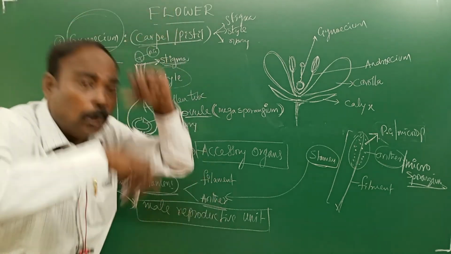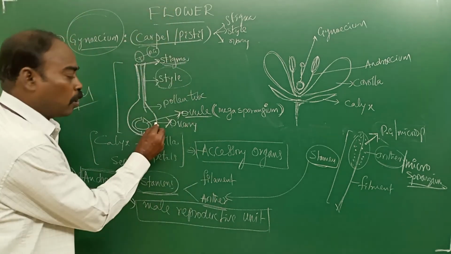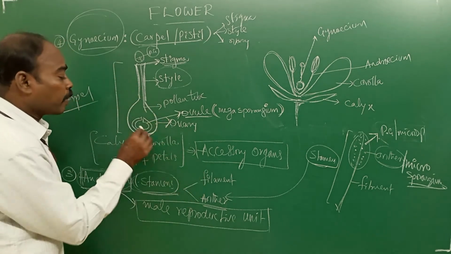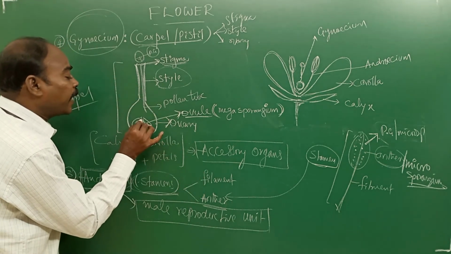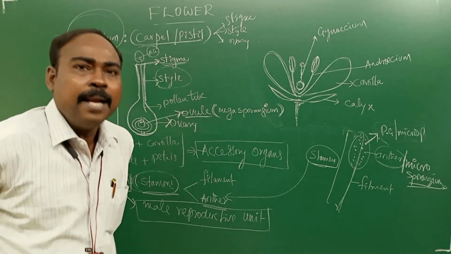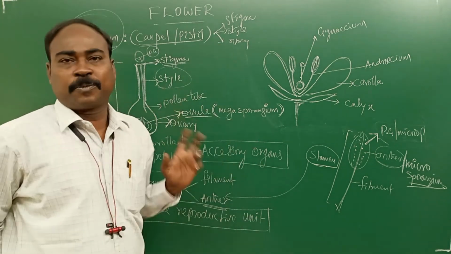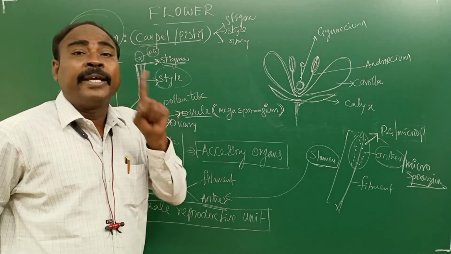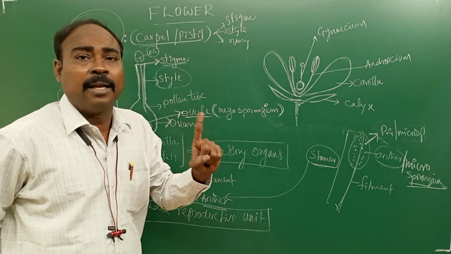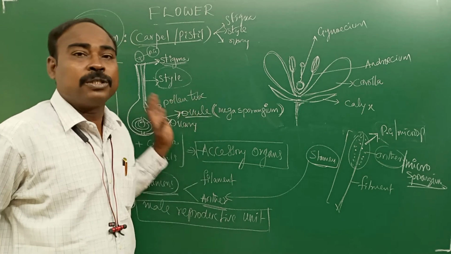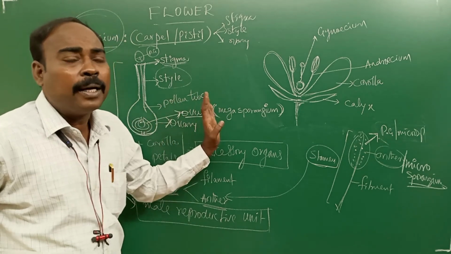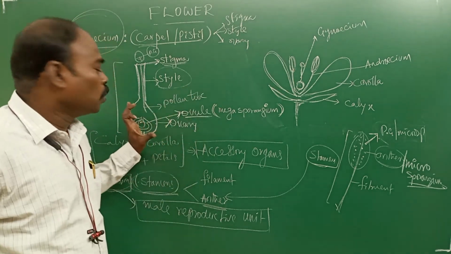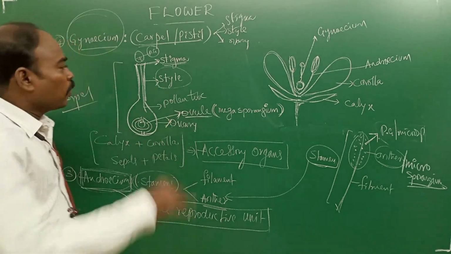Inside the ovule, the female gametophyte develops. Inside the female gametophyte, one egg cell or female gamete develops. These details we will discuss under the reproduction topic. For now, just observe the morphology.